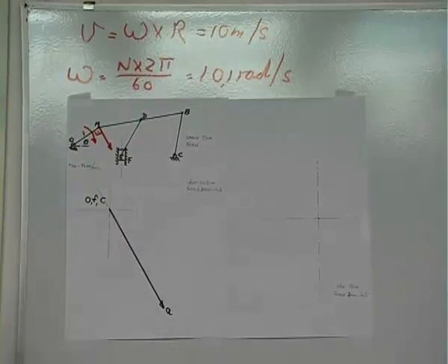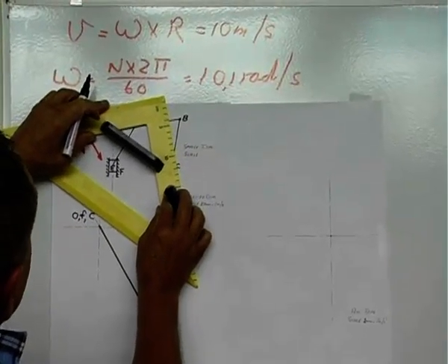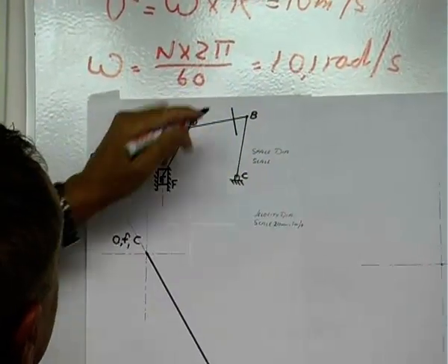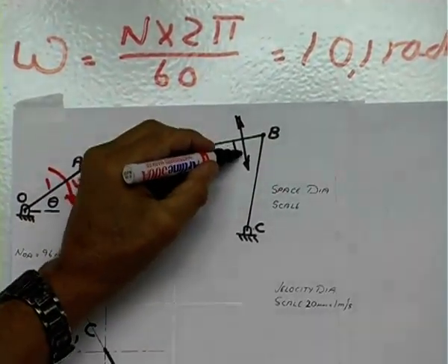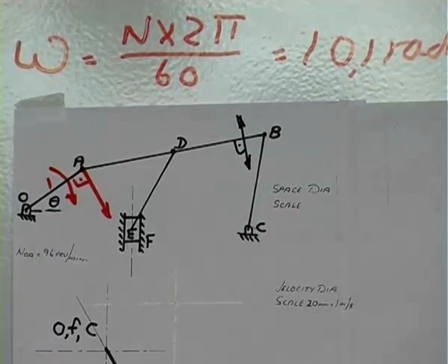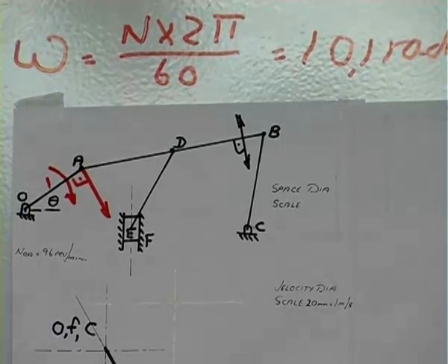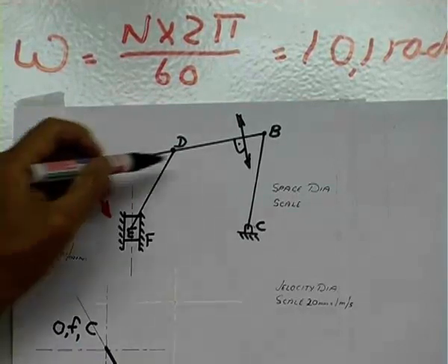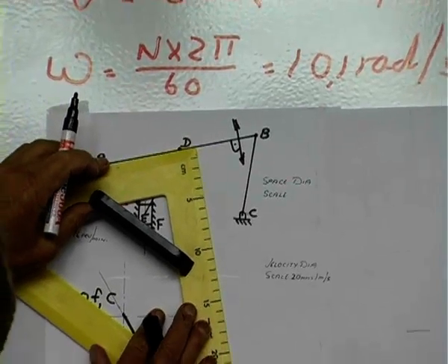Now we can go and stand on A and observe B. We only know the direction. The direction will be perpendicular to that link. But we do not know the magnitude of that velocity vector, but we know the direction. So a line perpendicular to AB through A. Okay, we will make it.